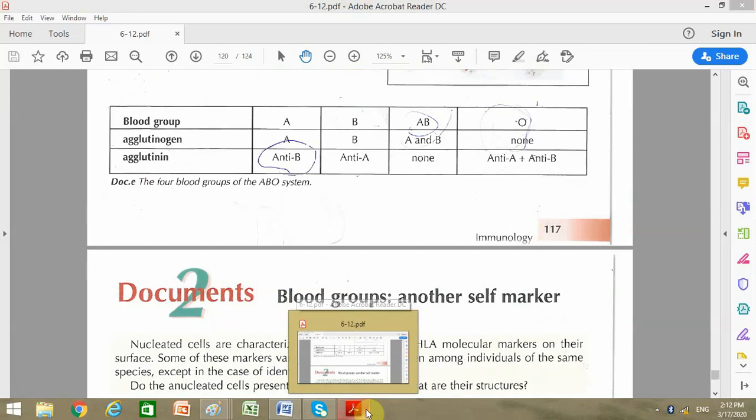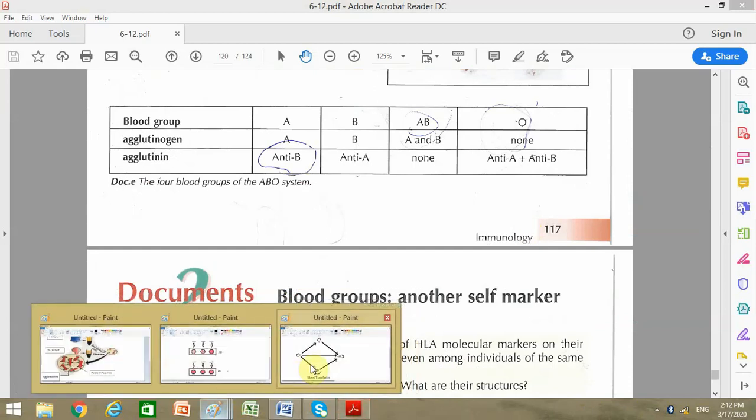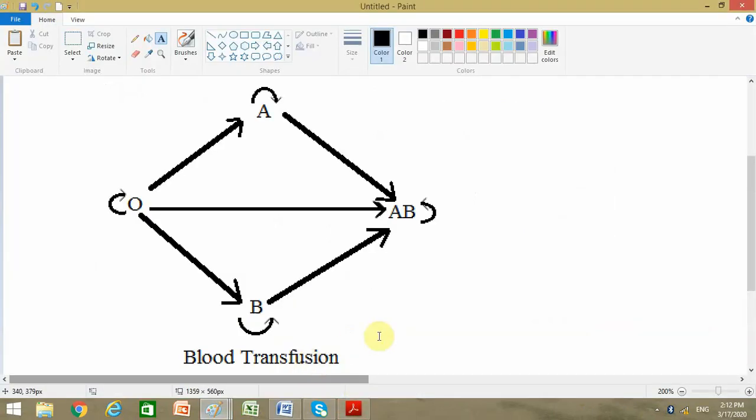Now what about the blood transfusion? The transfusion chart, as we see here: blood type O can give to A, B, and AB, and for sure can give to blood type O, because as we know, O has no antigens on the surface of the red blood cells, and so it can be accepted by all other blood groups.